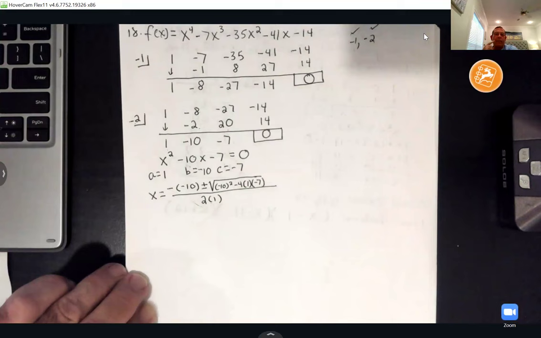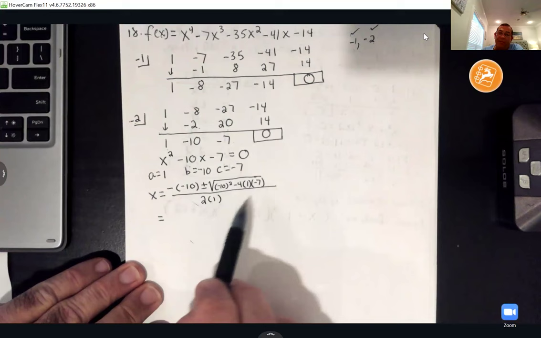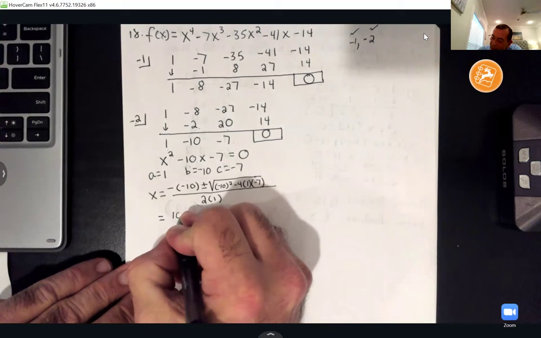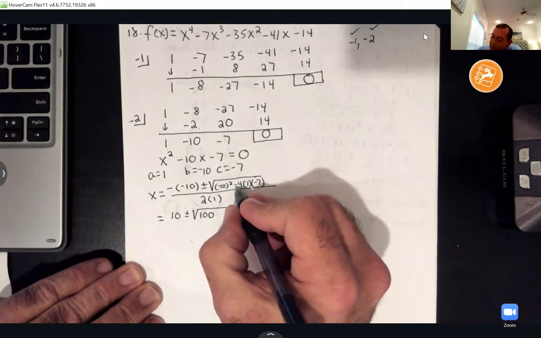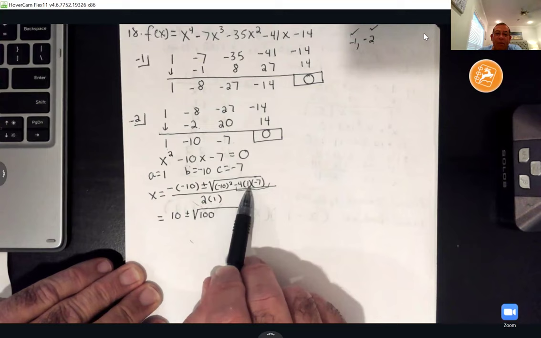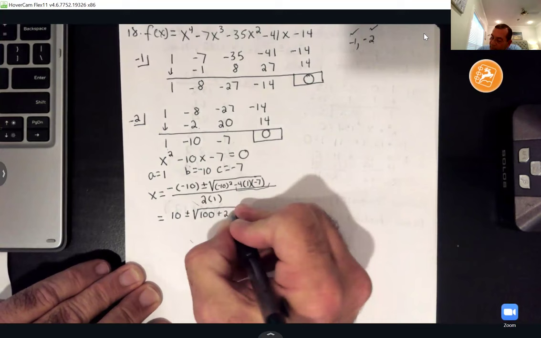All right, so now we're just going to simplify this as far as we can go. Negative negative 10 makes that a positive 10 plus or minus. Negative 10 times negative 10 is 100. And remember, this side all gets multiplied. So negative 4 times 1 is negative 4 times negative 7 is a positive 28. All that over 2 times 1, which is 2.